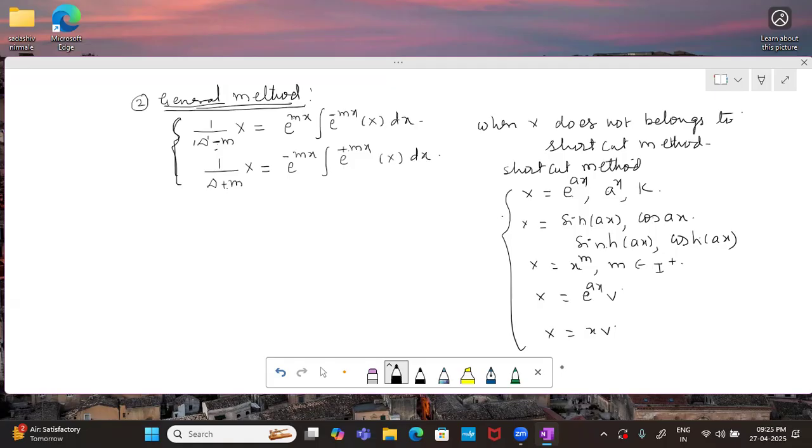And the method is not applicable. If we fail to apply this method, then use the general method. So that is the criteria. And the third one is the method of variation of parameters.